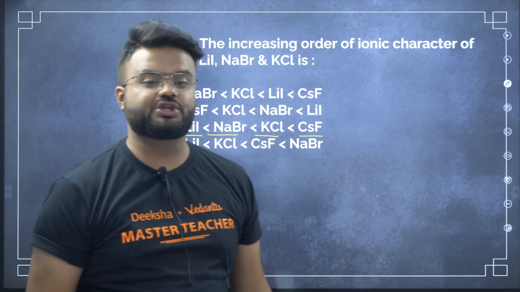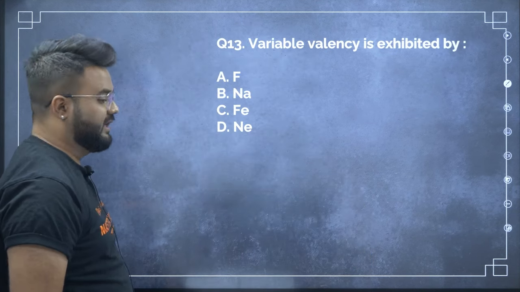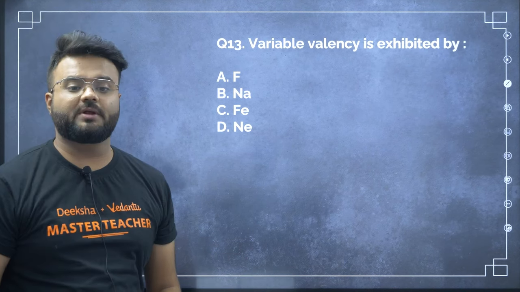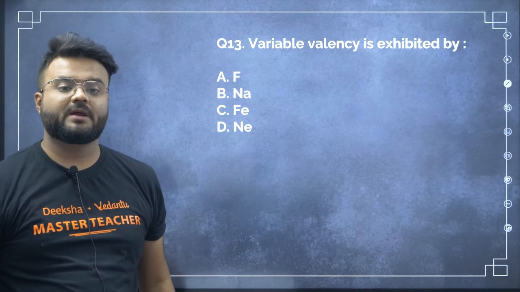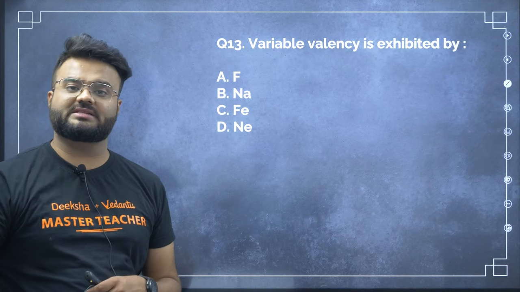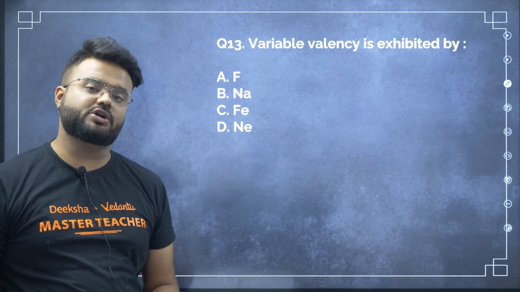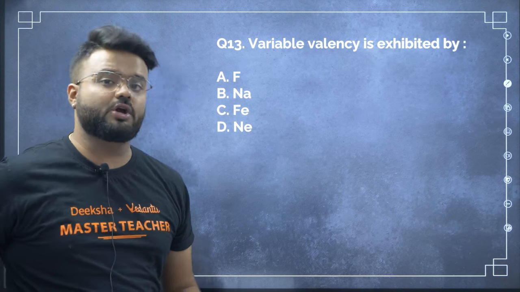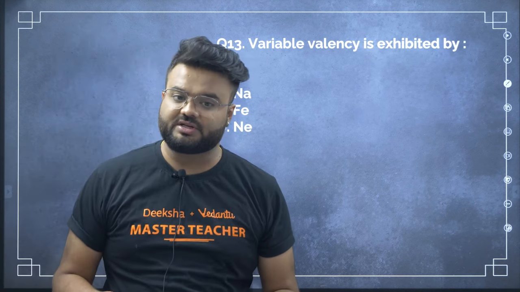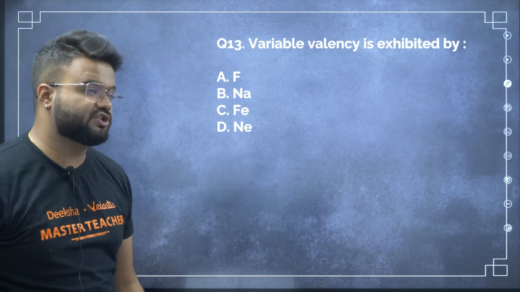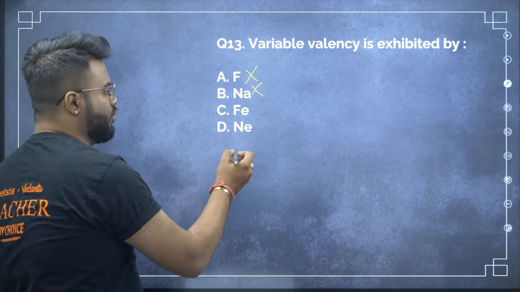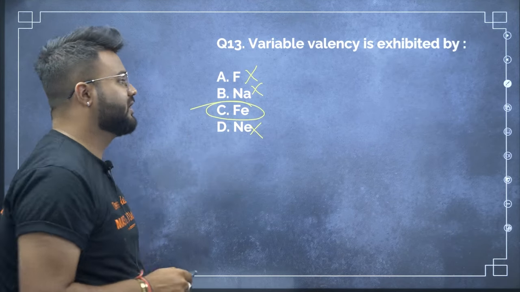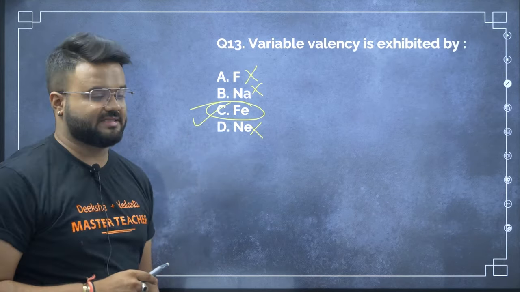Now coming back to question number 13, that is nothing but variable valency is exhibited by dash. Very simple, right? What is variable valency? You know that. And in which chapter will variable oxidation state or valency come into the picture? D and F block elements. D and F block elements are what? Those are transition elements. Among these, which is a transition element? Not sodium, and not even neon. Therefore, only iron is a transition element. Therefore, option C is your correct answer.